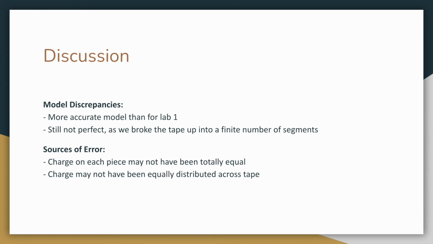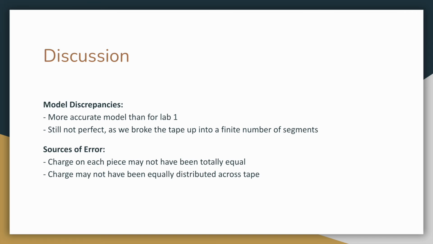So for the discussion, with regards to this model, it was likely much more accurate than the model for Lab 1, as we split each tape up into 100 segments in order to estimate the charge on each, rather than assuming each as a single point charge. This model is still not perfect, however, as we broke up the tape into a finite number of segments, where had we broken it up into more segments, it would have been an even more accurate answer.